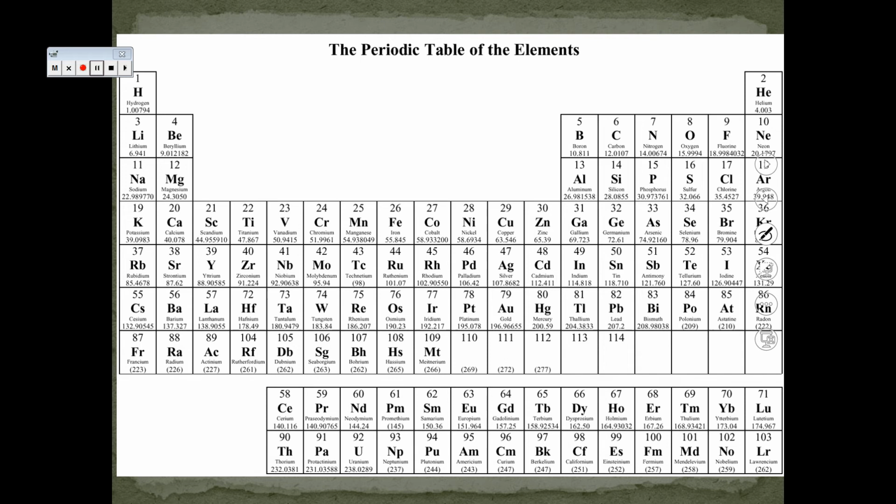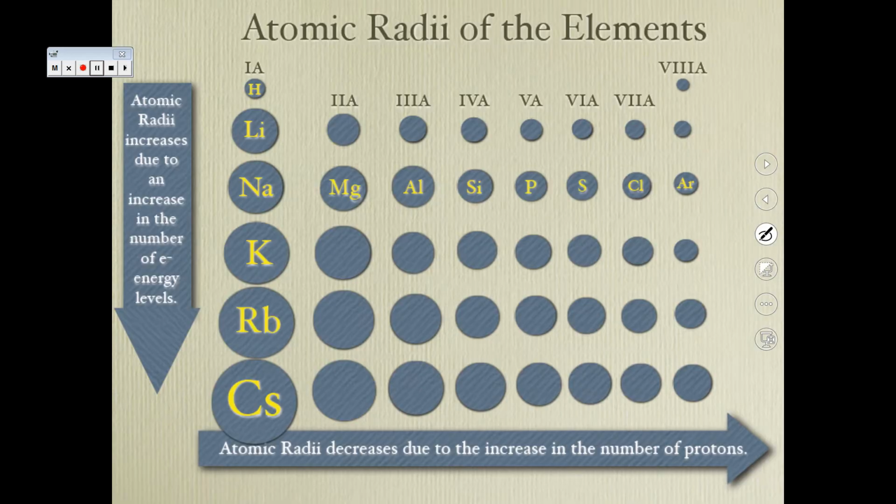As you go down a group, we know that as you go down a group, what are you increasing? What are you adding each time you go down a group? Energy levels. So boron has 2 energy levels, aluminum has 3, gallium has 4, indium is going to have 5. So what do you think happens to the atomic radii as you go down a group? It is going to increase by the sheer physical fact that there are more energy levels as you go down.